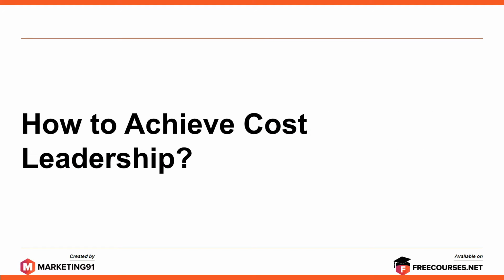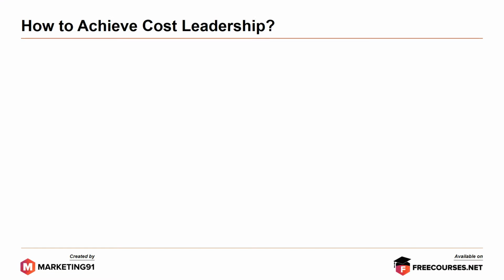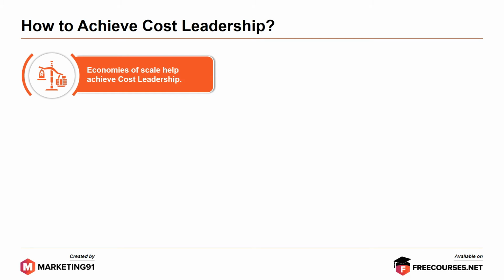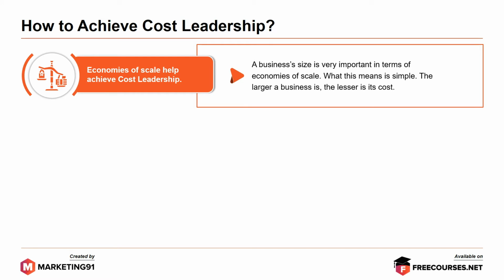Moving on, how to achieve cost leadership. First, economies of scale help in achieving cost leadership. An effective production method decreases production cost. A business's size is very important in terms of economies of scale. What this means is simple. The larger a business is, the lesser is its cost.